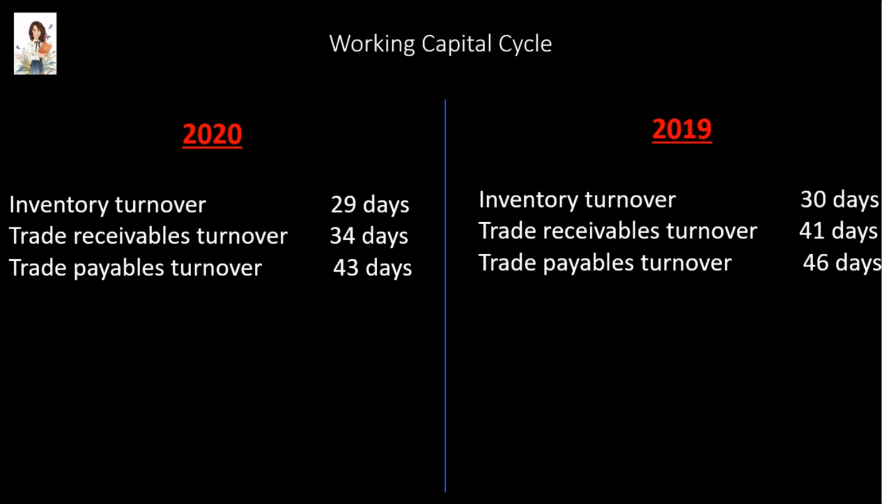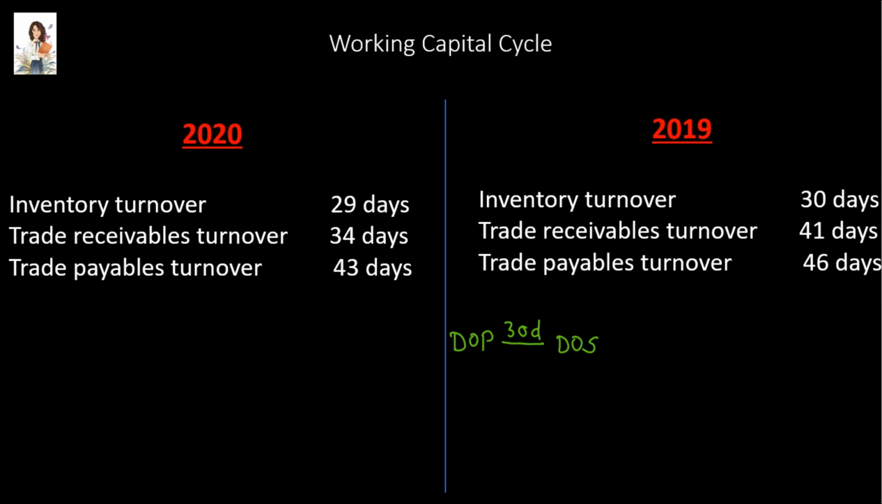We are given the inventory turnover ratio, the trade receivables turnover ratio, and the trade payables turnover ratio for a company for the years 2019 and 2020. In 2019, the inventory turnover ratio is 30 days. That means from the date of purchase of raw materials, it takes 30 days for the entire batch of finished goods to be sold. Therefore, the time interval between the date of purchase of raw material and the date of sale is 30 days. The trade receivables turnover ratio is 41 days.